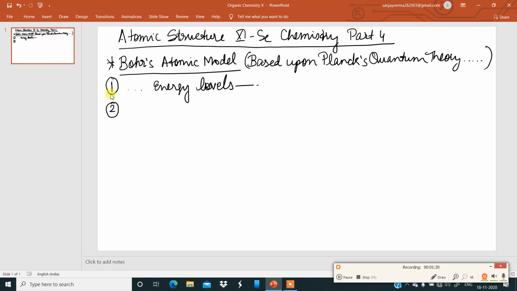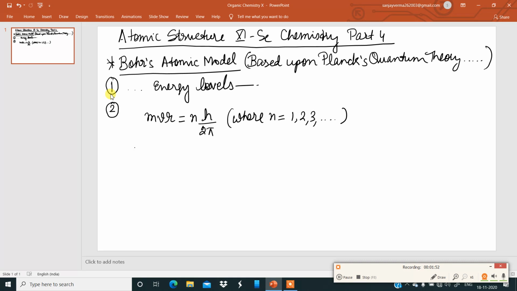The angular momentum of an electron, mvr. That is the formula of angular momentum, and it is given by nh by 2 pi, where n is equal to 1, 2, 3 and so on.